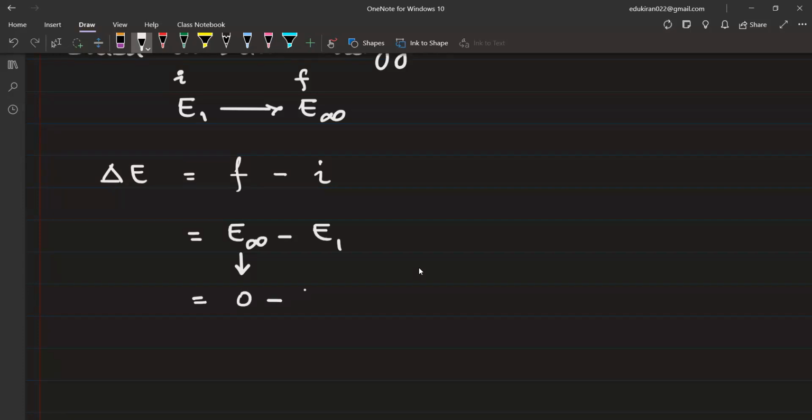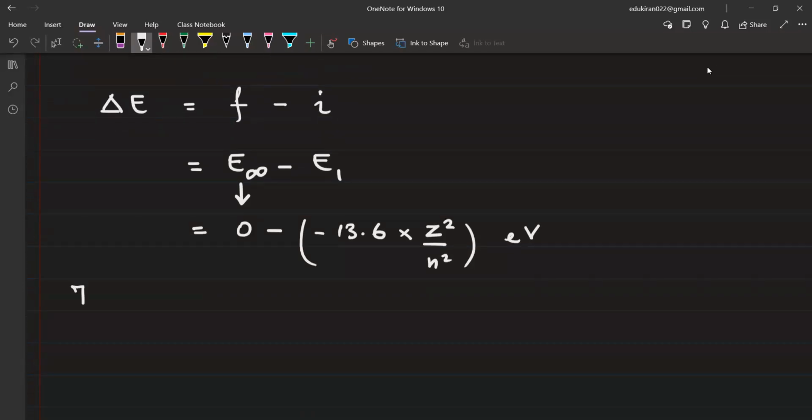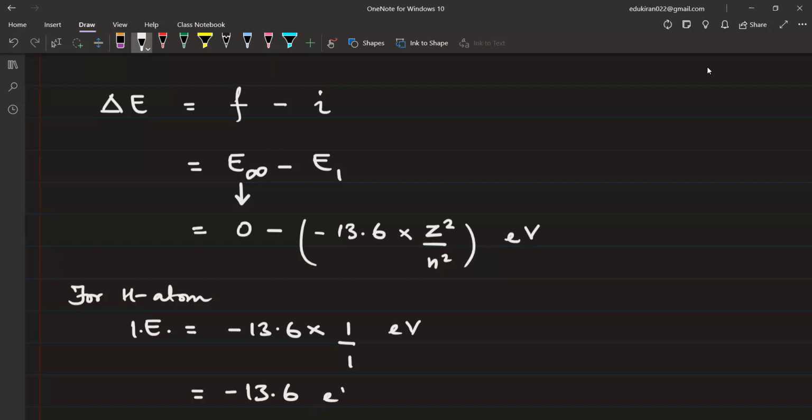And E1 क्या हो जाएगा? E1 will be equal to minus 13.6 into Z square. Z square क्या होता है बताएं? Z square divided by n square, and whatever this energy will be in terms of electron volts, है ना? So this is the ionization energy for hydrogen atom. Negative and negative will get cancelled, and ionization enthalpy will be equal to minus 13.6 multiplied by Z equal to 1 for the hydrogen atom. n is also equal to 1, and electron volts, that means ionization enthalpy for hydrogen atom will be minus 13.6 electron volts.